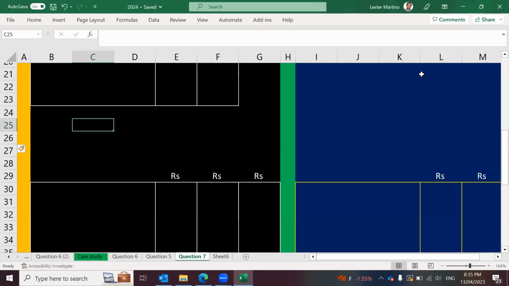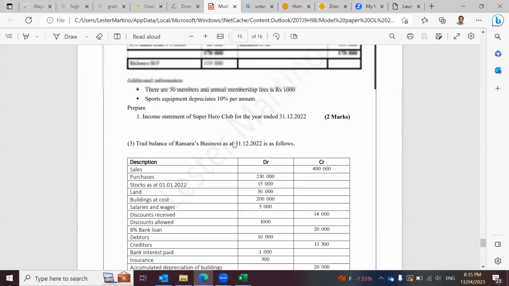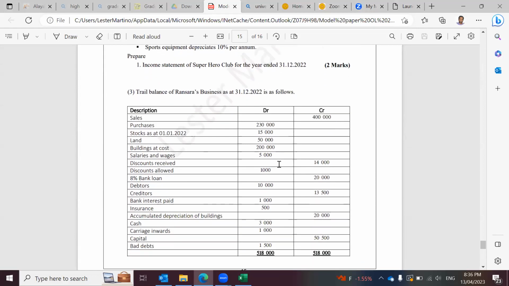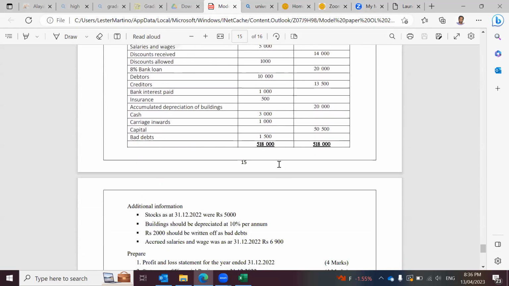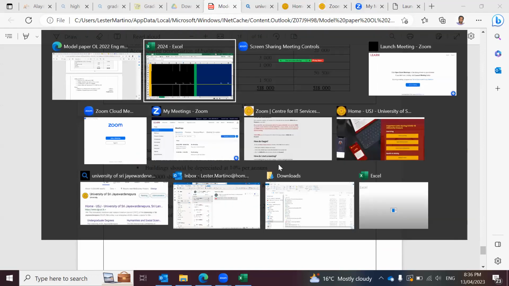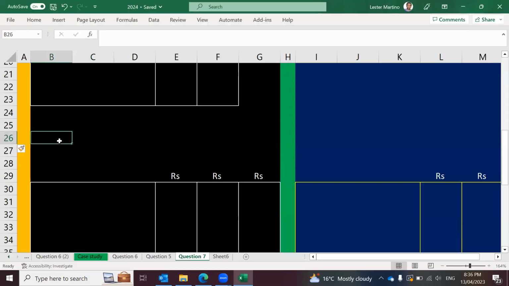Okay, so we'll read the question here. The trial balance of Ransara's business as at 31st December 2022 is as follows. So they have given the trial balance and they are asking to prepare a profit or loss statement for the year ended 31st December 2022 and statement of financial position as at 31st December 2022. So shall we do this?